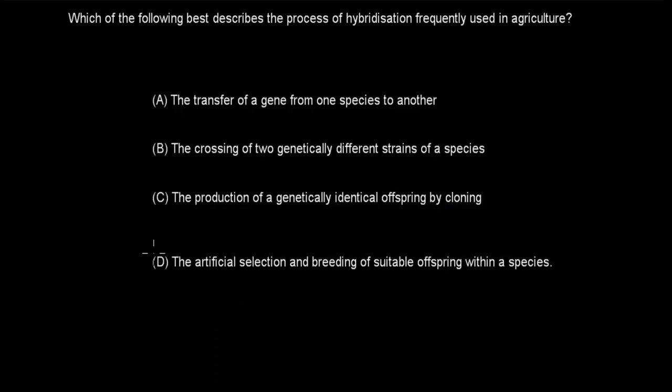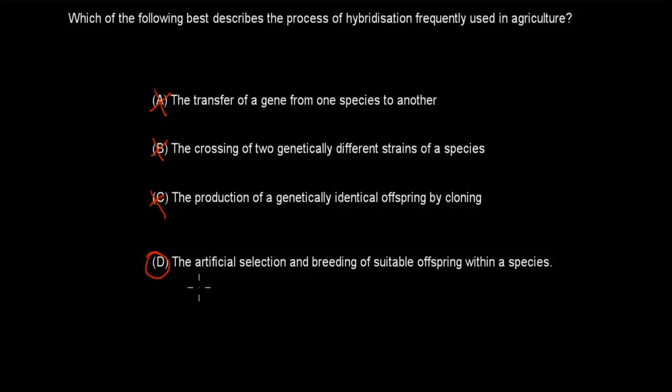Welcome back. The correct answer for this one is D. The reason why A was wrong: A is a transgenic species, nothing to do with hybridization. The crossing of 2 genetically different strains of a species, again, that is not to do with hybridization used in agriculture. The production of genetically identical offspring by cloning. Cloning, again, is not the same as hybridization.